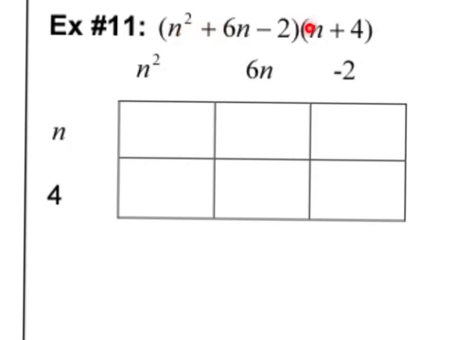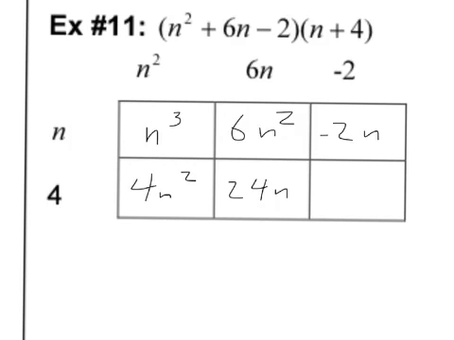So I'm taking the trinomial, and I'm putting each term on top, n squared, 6n, negative 2, and then the n and positive 4 on the side. And I'm just going to multiply every term. So n times n squared is n cubed, 6n is 6n squared, and negative 2n. Then you get 4n squared, and you get 24n, and you get negative 8.